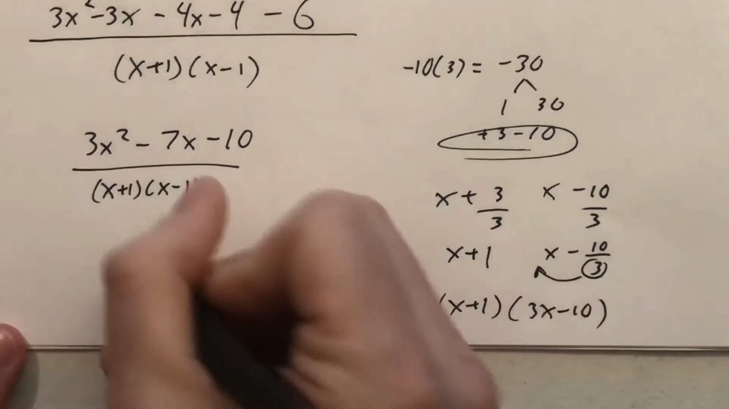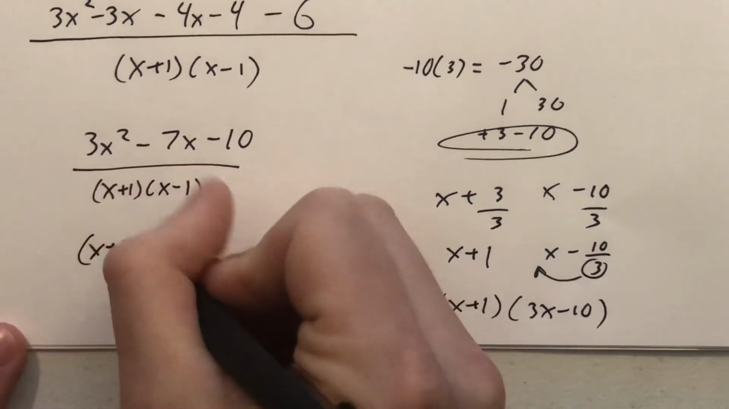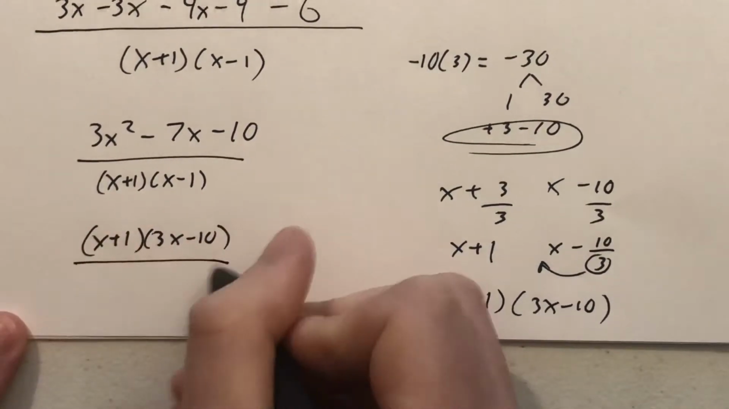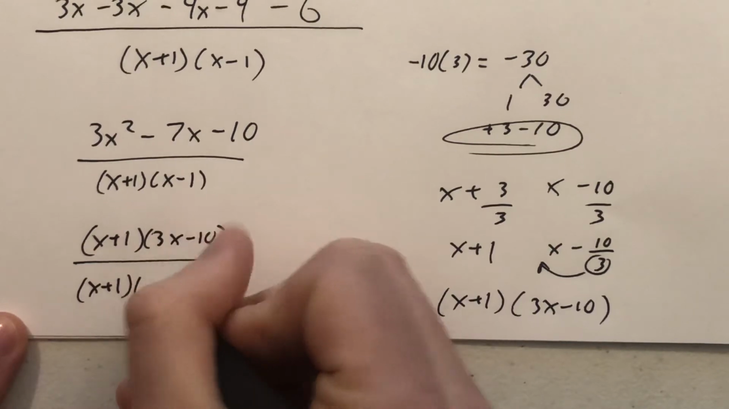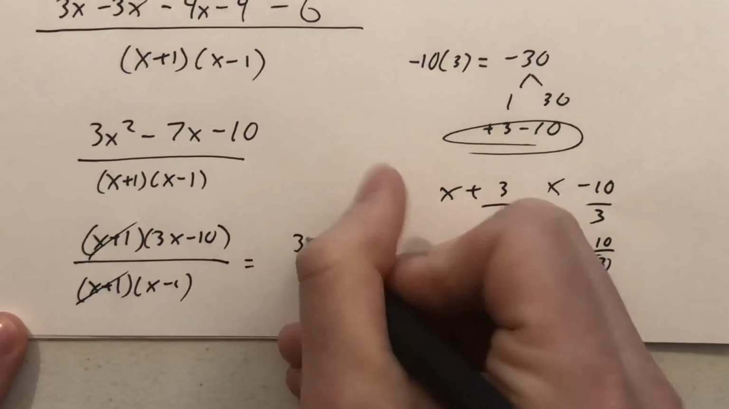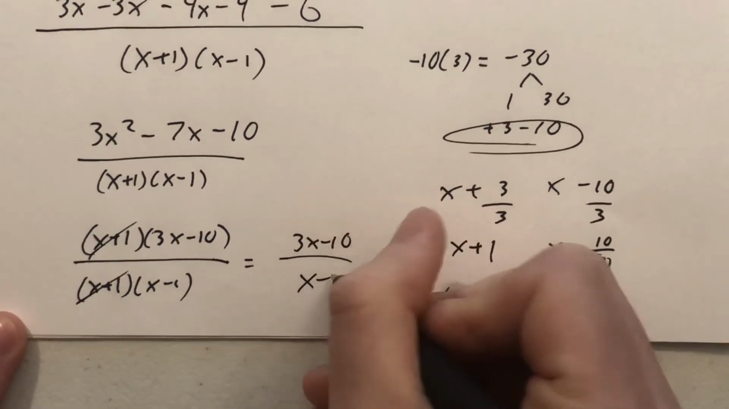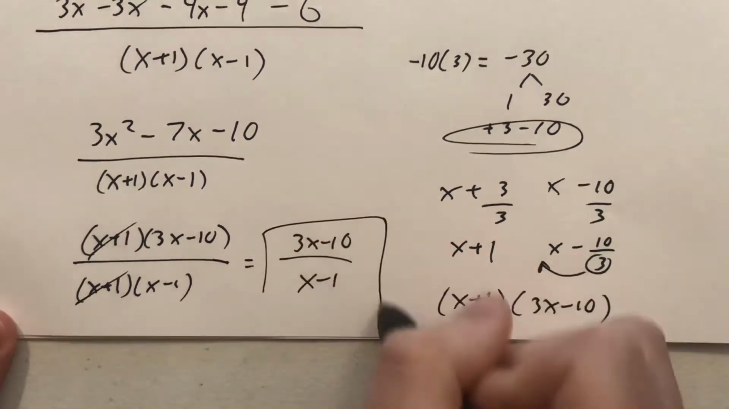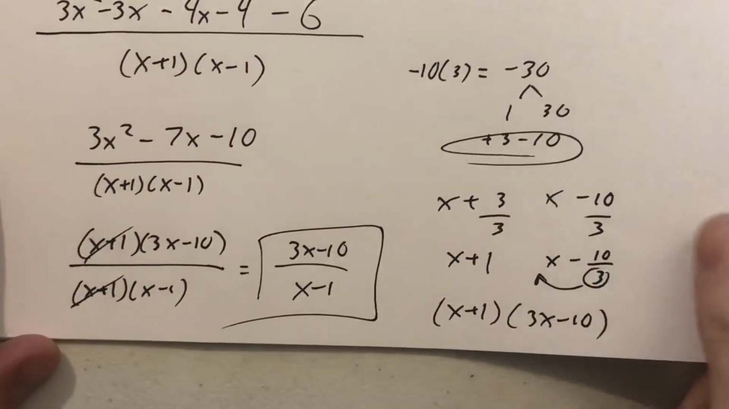So coming back over here, x plus 1 and 3x minus 10 over the x plus 1, x minus 1 lets us see those factors cancel. So after all that work, we can simplify this down to 3x minus 10 over x minus 1 for our final answer.